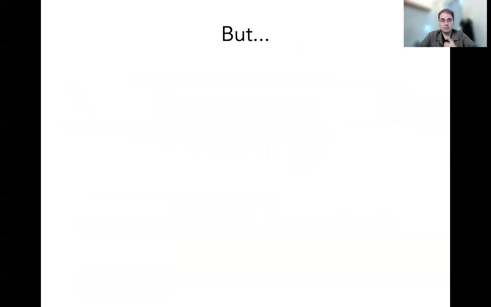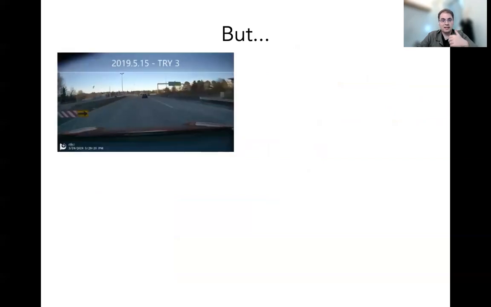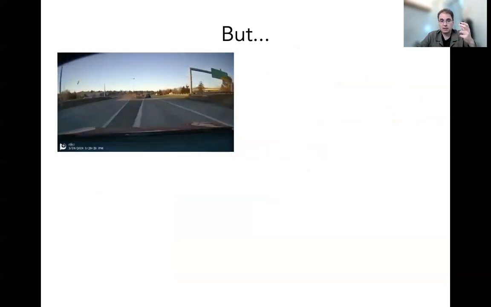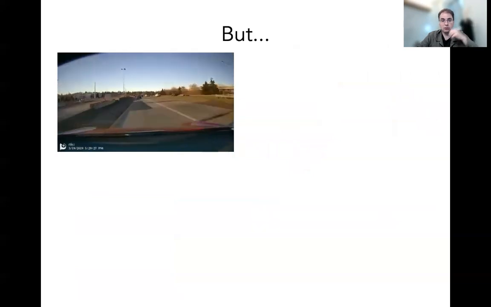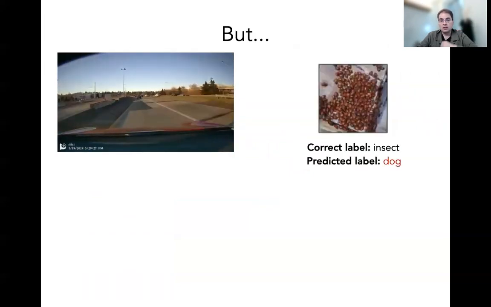As much as deep learning was the technology of choice, it does not work as reliably as we would like it to. So, here is another Tesla malfunction, but then we have plenty of examples of images that get misclassified, even though clearly they should be classified correctly.